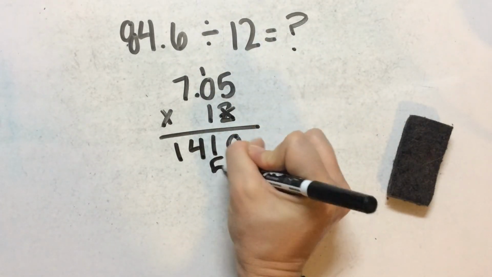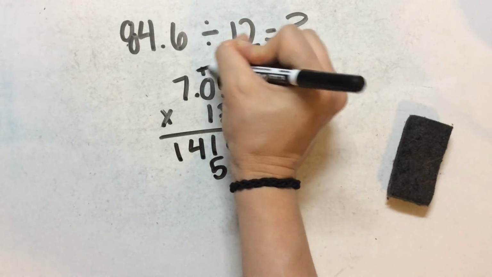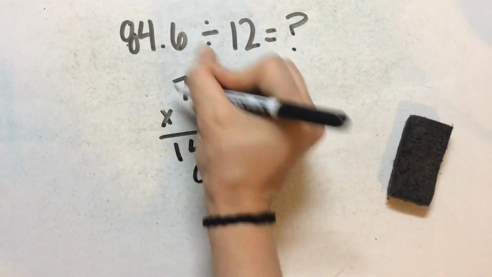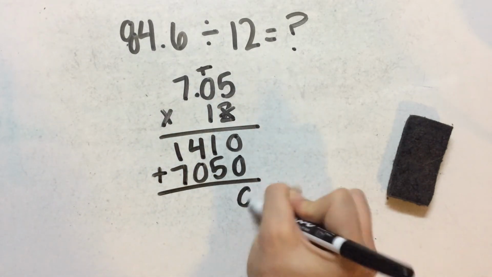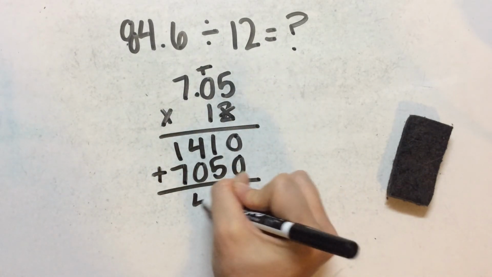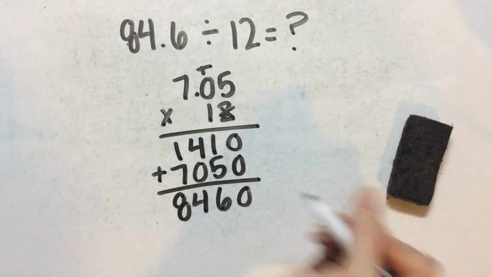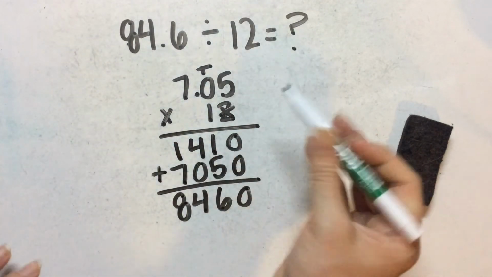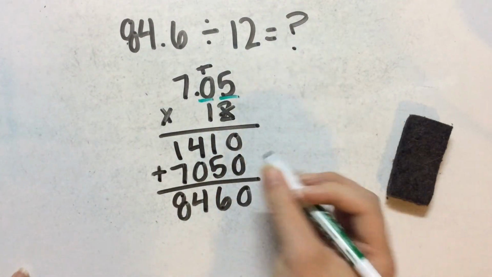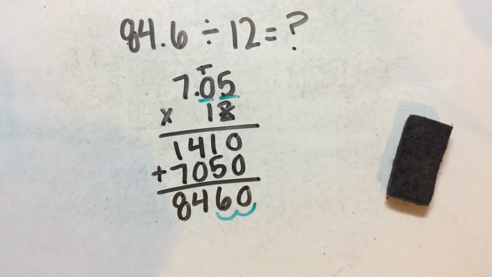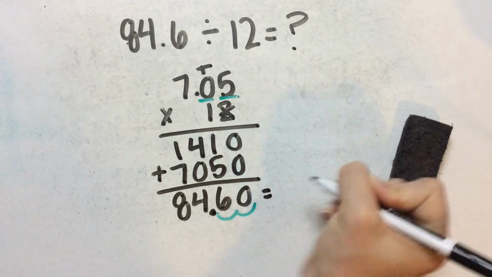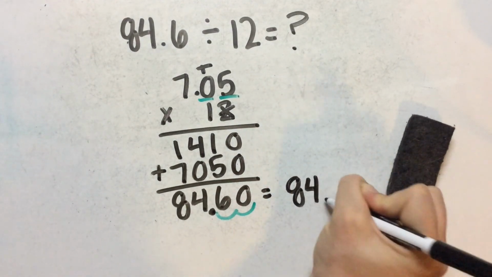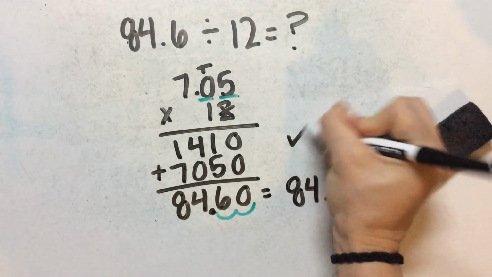1 times 5 is 5. 1 times 0 is 0. 1 times 7 is 7. And then we add 0, 6, 4, and 8. And then we have to move our decimal 2 places. So 1, 2. And we got it. 84 and 6/10. So that checks out.